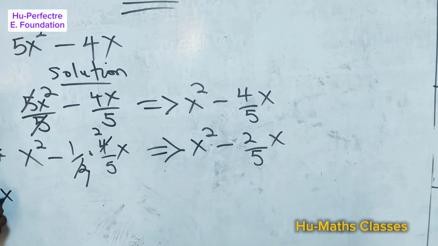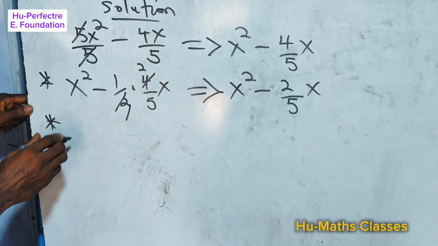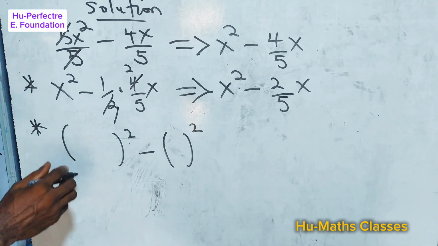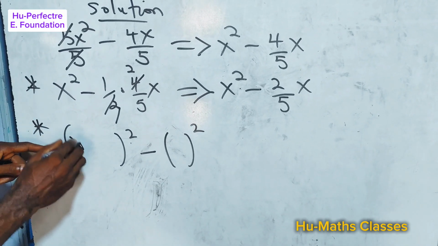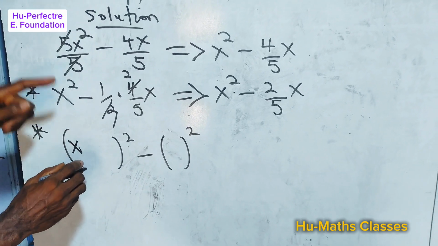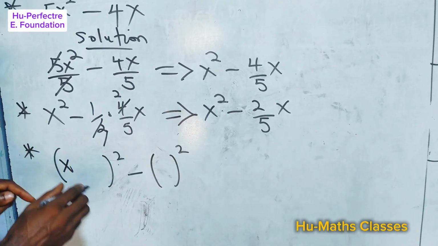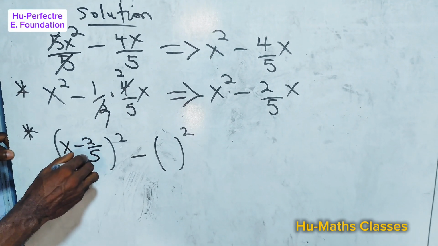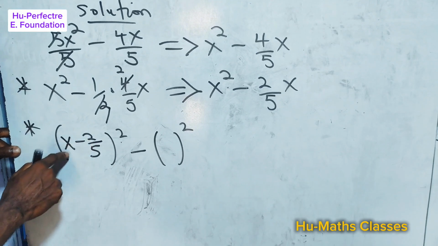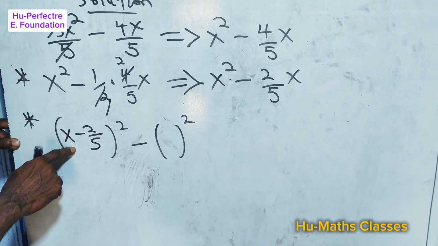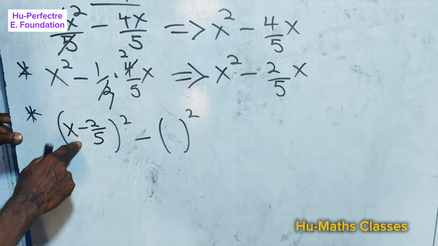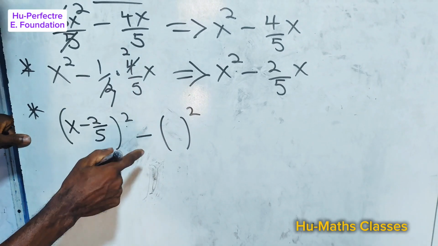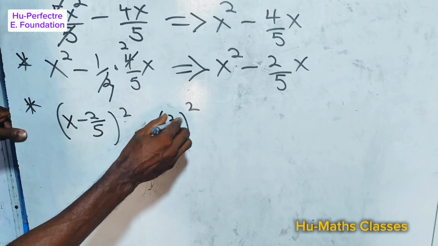Then the next step, I said, find the difference of two squared brackets. So we have first bracket squared minus second bracket squared. In the first bracket, write the independent variable, which is x, and the coefficient of the second variable, which is minus 2 over 5. You will not put the x attached to it, please. In the second bracket, write the coefficient of the second variable alone, which is minus 2 over 5.